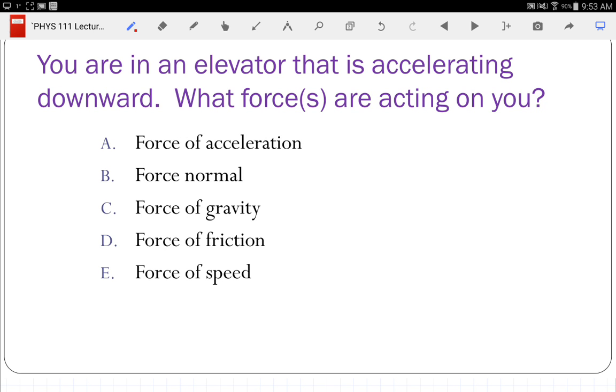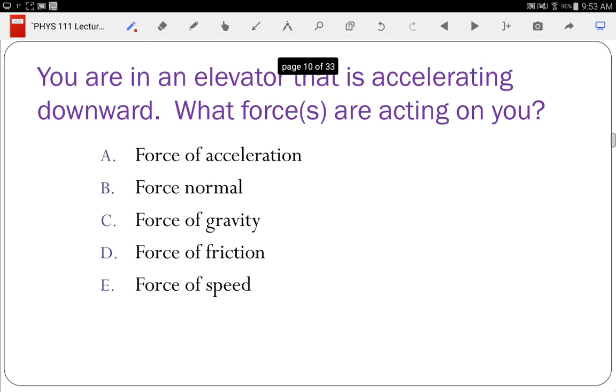Man, I have more clicker questions today. This brings forth a whole good set of problems. Almost certainly one of these elevator problems will show up on your test. They're very ubiquitous. You're in an elevator that's accelerating downward. What forces are acting on you? Oh, by the way, you have to put in all the answers you believe are correct and then hit enter.